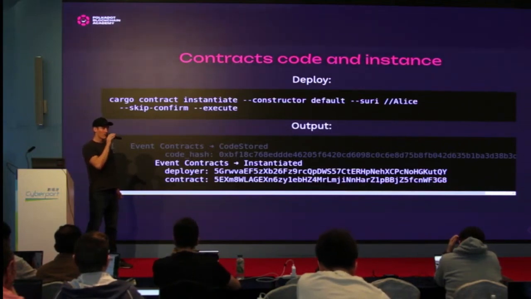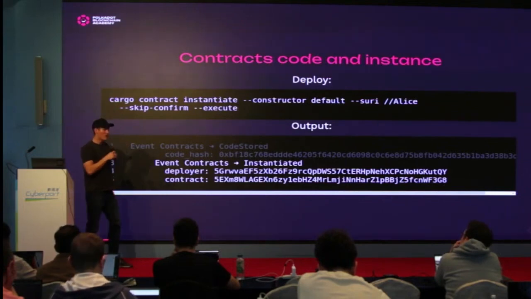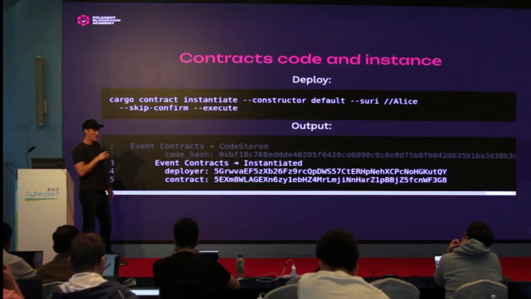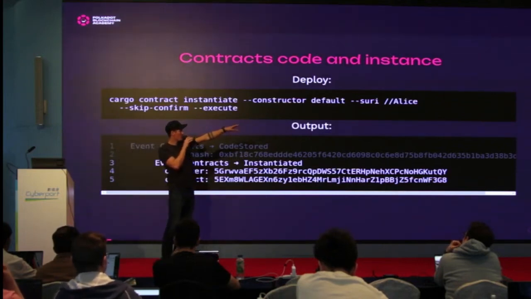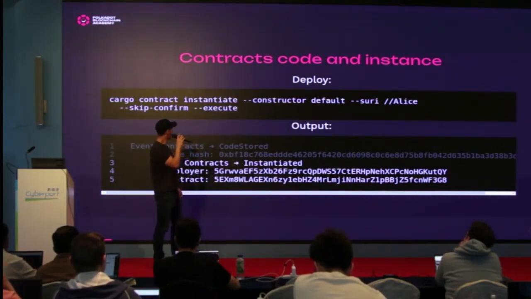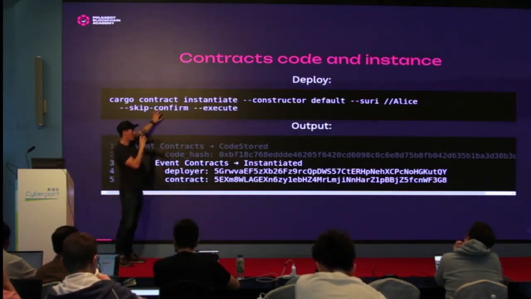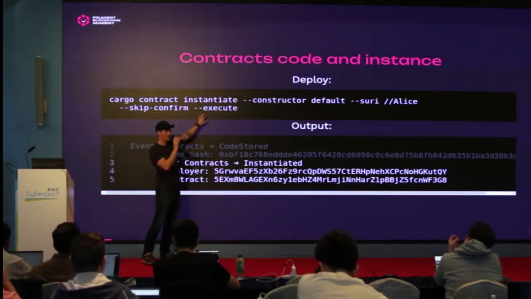Can you maybe relate the different cargo commands there? Between different cargo commands, the parts, so we have cargo contract instantiate, and then it tells it this is the constructor, which is the default, right? And then it gives it an address, I guess. No, this is just the Suri. This is just a private key that you use to sign the transaction. Okay, to sign a transaction. And this just says skip confirm. Yeah, this is a CLI tool, so do not wait for a yes, execute immediately, and skip a dry run.